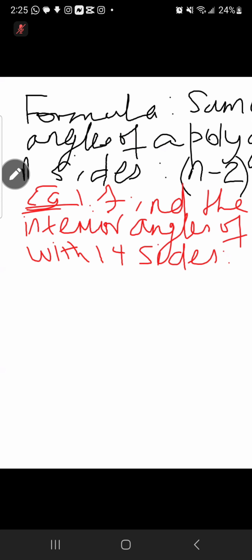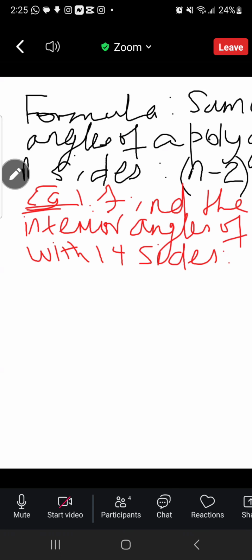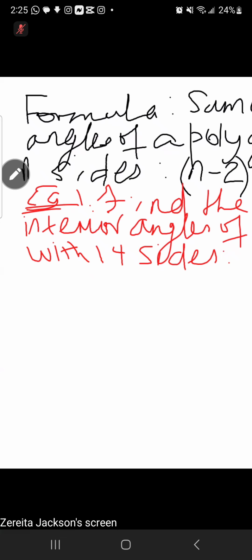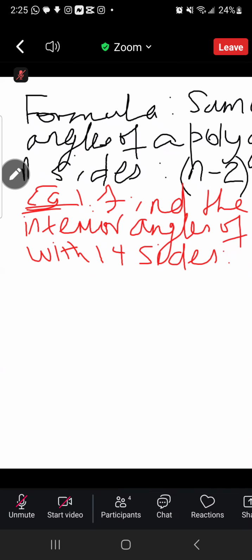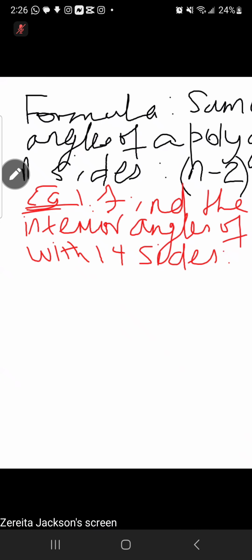Sum of interior angles of a polygon. Oh, I left out a term, but it's all right. The question should say, find the sum. This board is spinning on me. It is not auto-rotating and it keeps rotating at its own will. Find the sum of the interior angles of a polygon with 14 sides.